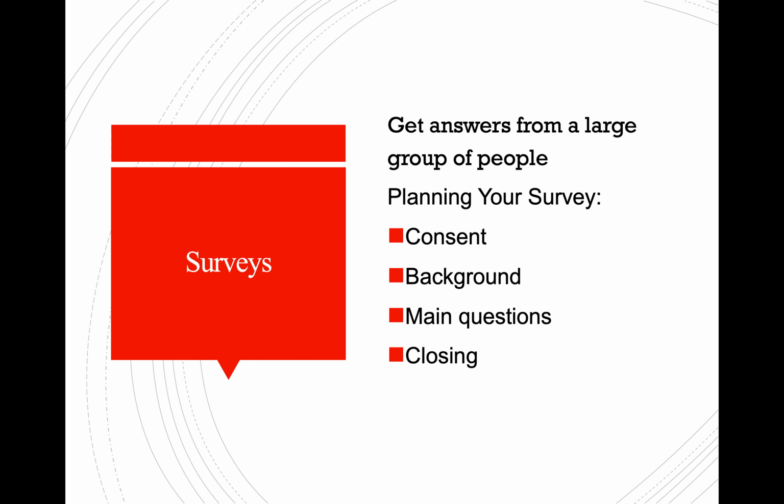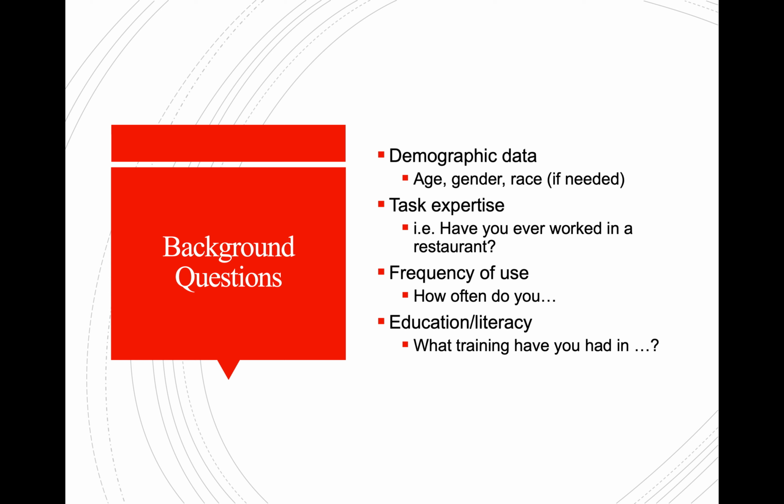This is a method that allows you to get answers from a large group of people, because surveys are easy to deploy to many, many people, especially with today's online technologies. So you want to plan your survey and make sure that the first page of your survey gets consent. And if they don't consent, they don't get to go into the actual survey. And then you want to ask some background demographic questions typically. Ask your main questions and then a closing question, which usually provides an open-ended area where people can provide any comments or tell you what they think you should have asked them.